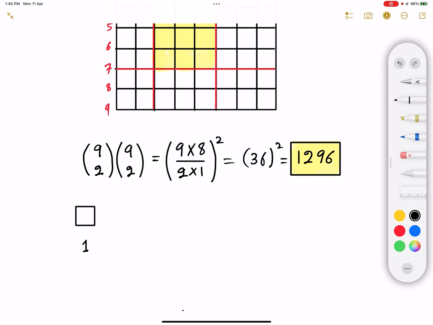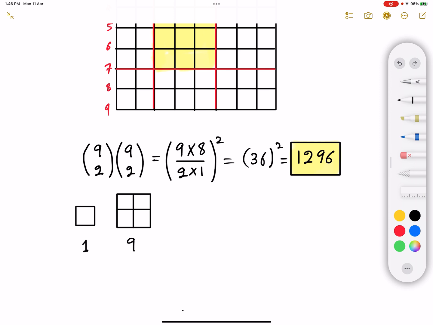And how about when we have 4 squares, which is this one and this one? How many rectangles do we have? Let's count them: 1, 2, 3, 4, 5, 6, 7, 8, and 9. So we have 9 here. But let's remove that. So we know that we have 9 rectangles here.